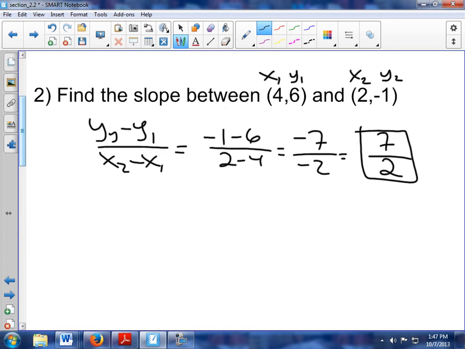Now, if you left it at negative over negative, I think at this point in your mathematical journey, I'd probably take a half point off. 9th grade, I won.